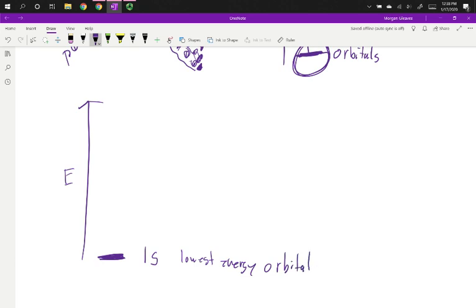So any electron that comes in is going to go first down here. And the way we draw that is a one-sided arrow. So the electron is that one-sided arrow. Our first electron has gone into our 1s.